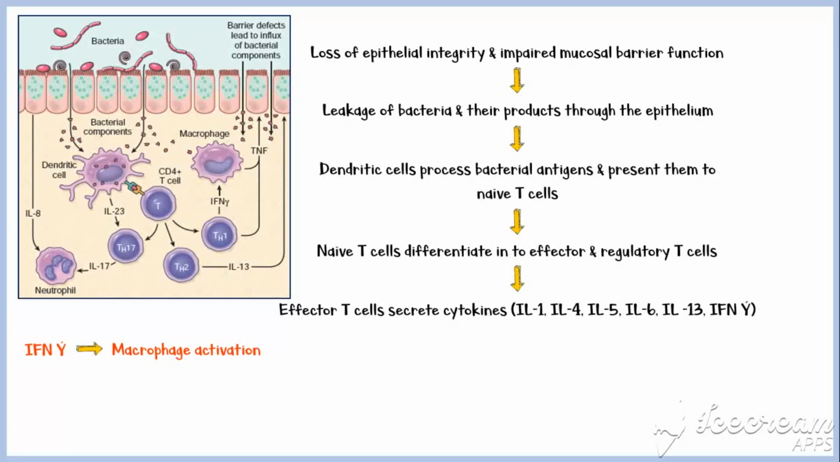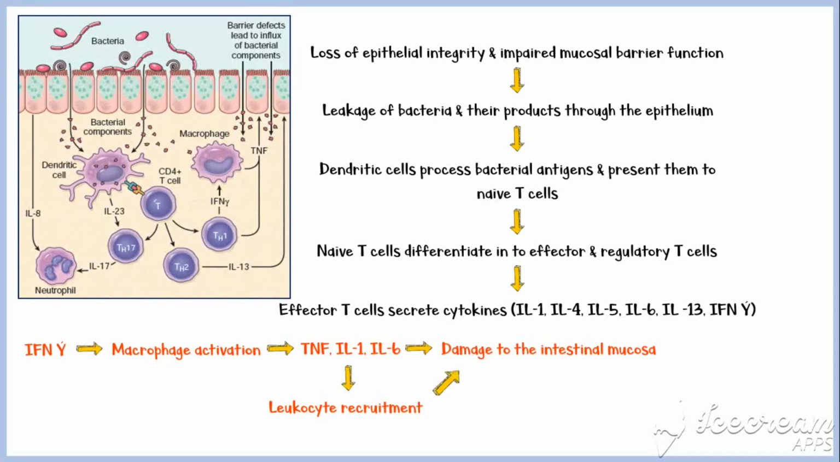Activated macrophages then secrete more cytokines, including TNF-alpha, interleukin-1, and interleukin-6, which cause direct damage to the intestinal mucosa. Moreover, they trigger the recruitment of more and more leukocytes to the site in a vicious cycle, which ultimately leads to more and more epithelial damage.